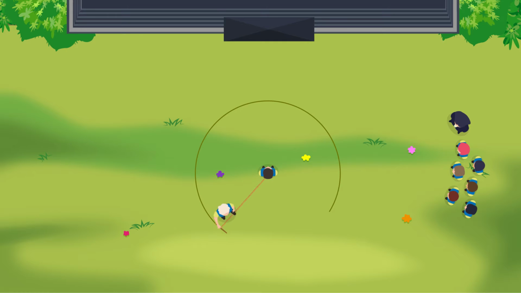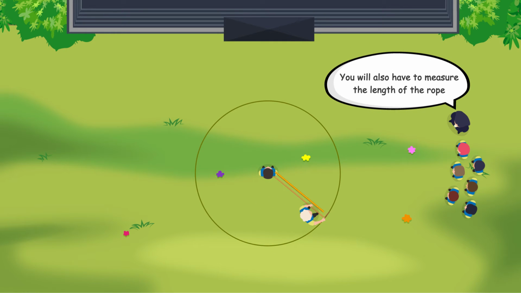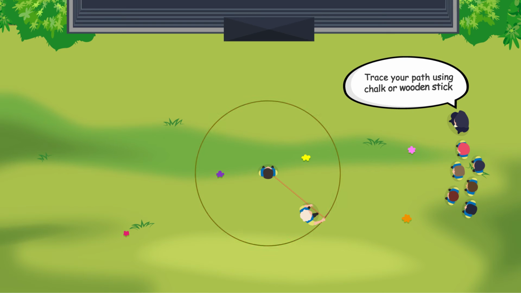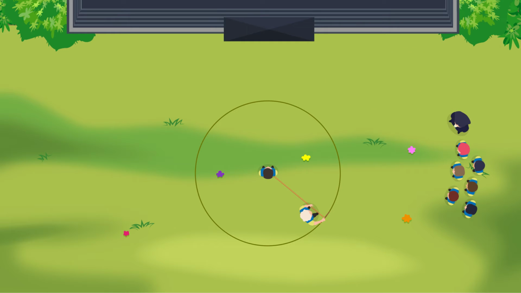Remind the students who represent the point to measure the length of the rope at each step. Also, ask them to trace their path using the wooden stick and chalk. Guide the students whenever required. Give each pair of students some time to form their circle.